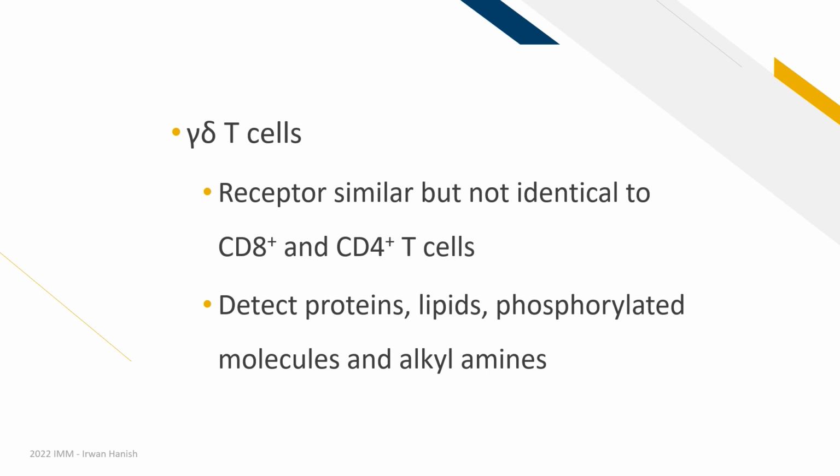And lastly, gamma delta T cells. These cells have T cell receptors similar but not identical to the ones that we know for CD8 positive and CD4 positive T cells. They have been shown to recognize proteins, lipids, phosphorylated molecules, and alkylamines, which can come from ammonia. We know that they don't use MHC, but we don't know what they use instead, or whether they need a display molecule at all.